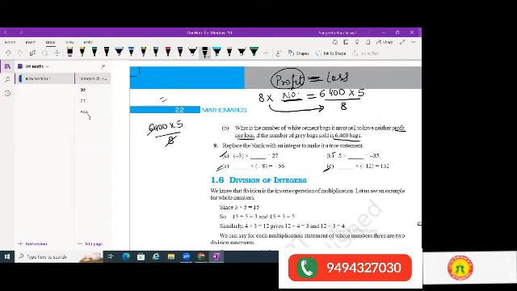So 8 ones are 8, 8 eights are 64. So here you get 4,000. 800 multiplied by 5, you will get 4,000. Not rupees, sorry, this is a number. So the number of white cement bags required is 4,000. So that means how many white cement bags is he selling?